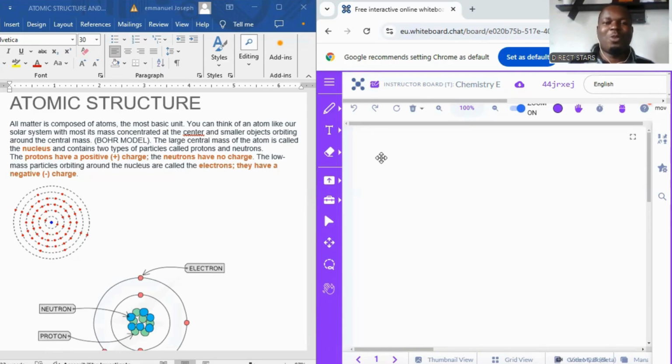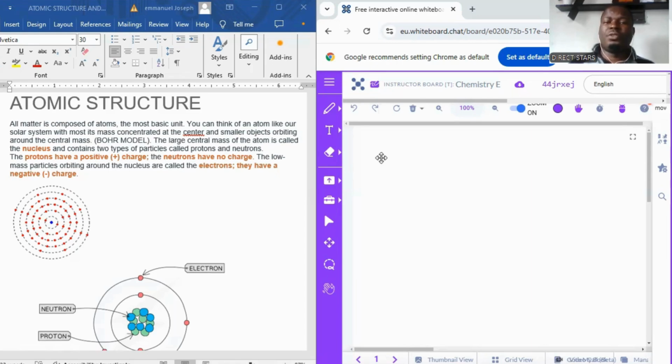But you will also recall that while we're treating nature of matter, we said matter is made of small particles known as atoms. So today we'll be considering what these atoms are. Okay, the most basic unit of any substance is the atom. You can think of our atom just like the solar system.